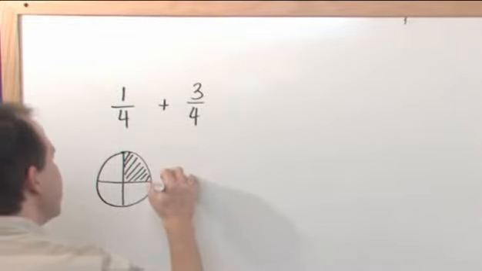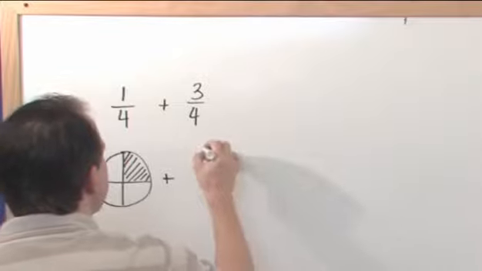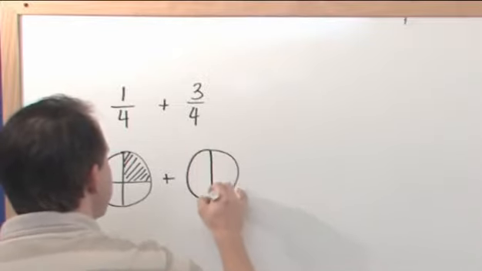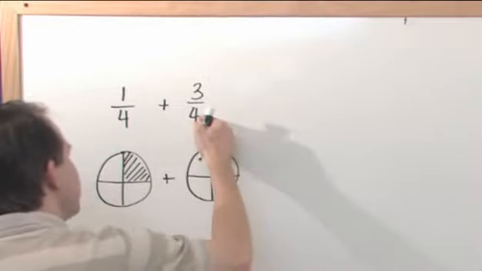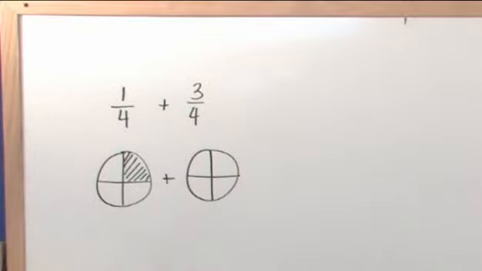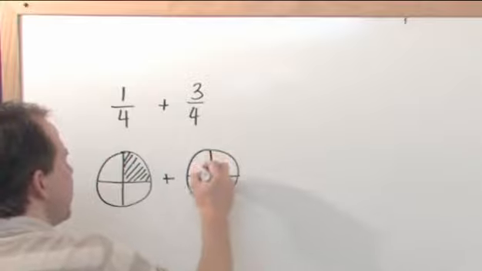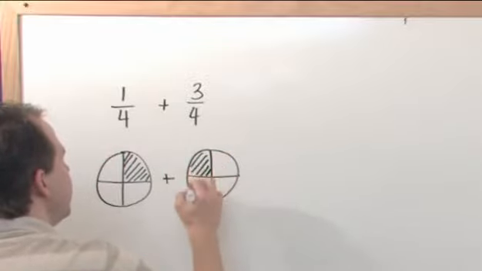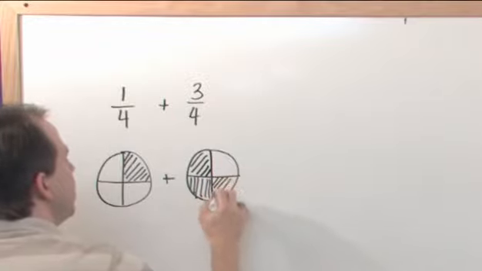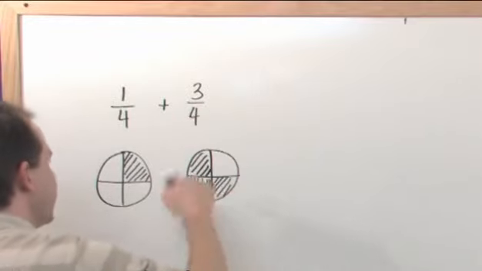And I'm adding to it some more pie. What does this number look like, okay? Again, I'm cutting the pie into 4 pieces because that's the bottom number, but I don't just have one piece of the pie over here, I have 3 more pieces. So I have this piece, that's one piece, I have this piece here, and I have this piece here. So I have 3 pieces over here.